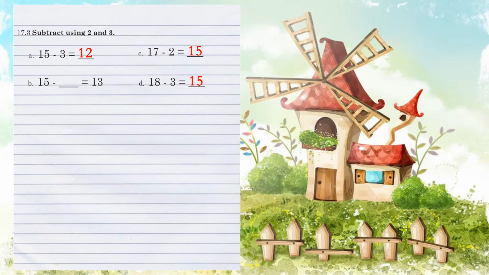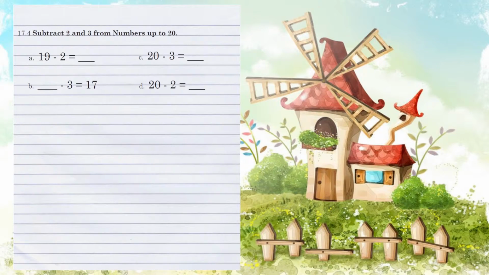Example B, 15 minus what number equals 13? Really, we're just looking at the ones position going from 5 to 3. So what would I have to subtract to get from 5 to 3? Well, mental math, 5, 4, 3 means we are subtracting 2.